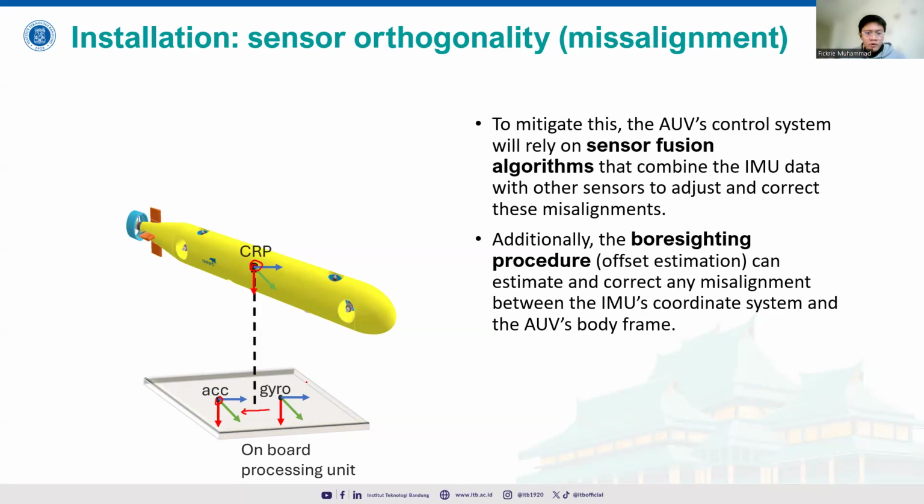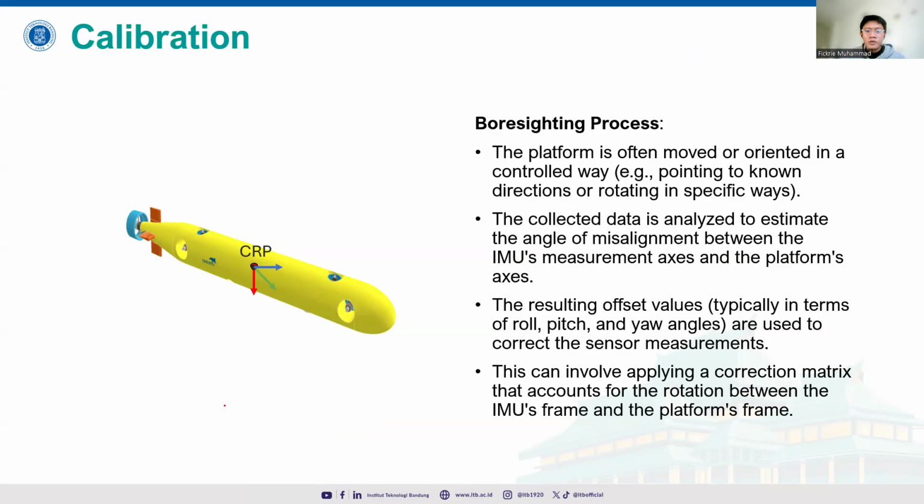So we're assuming that we already installed the IMU at the center reference point, but considering that there are still assumptions of misalignment or sensor orthogonality error due to the installation, we can do the bore sighting procedure. So yes, the misalignment can cause error, of course. What is the bore sighting procedure actually, or also the estimation?